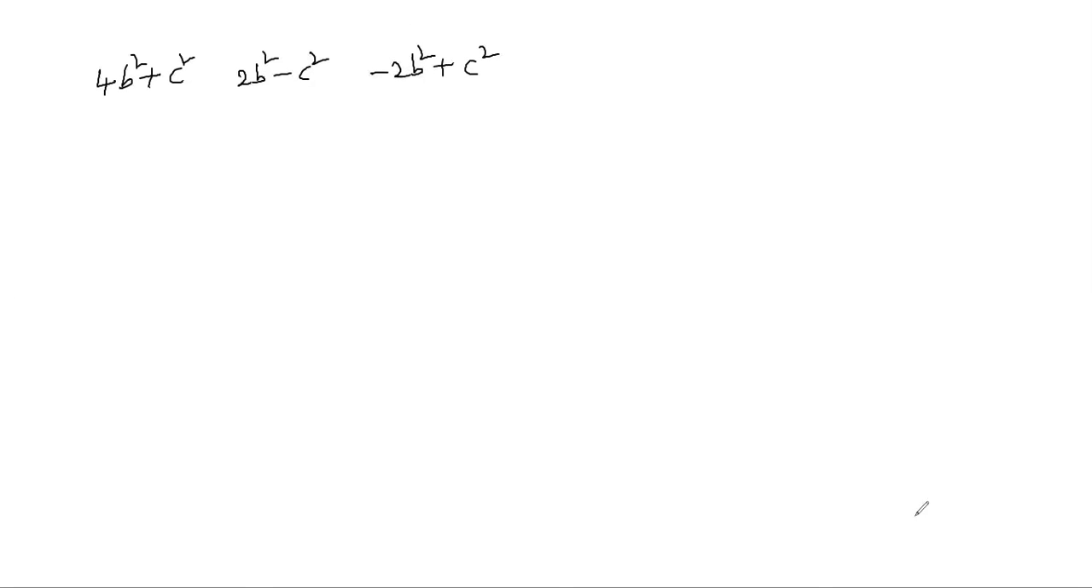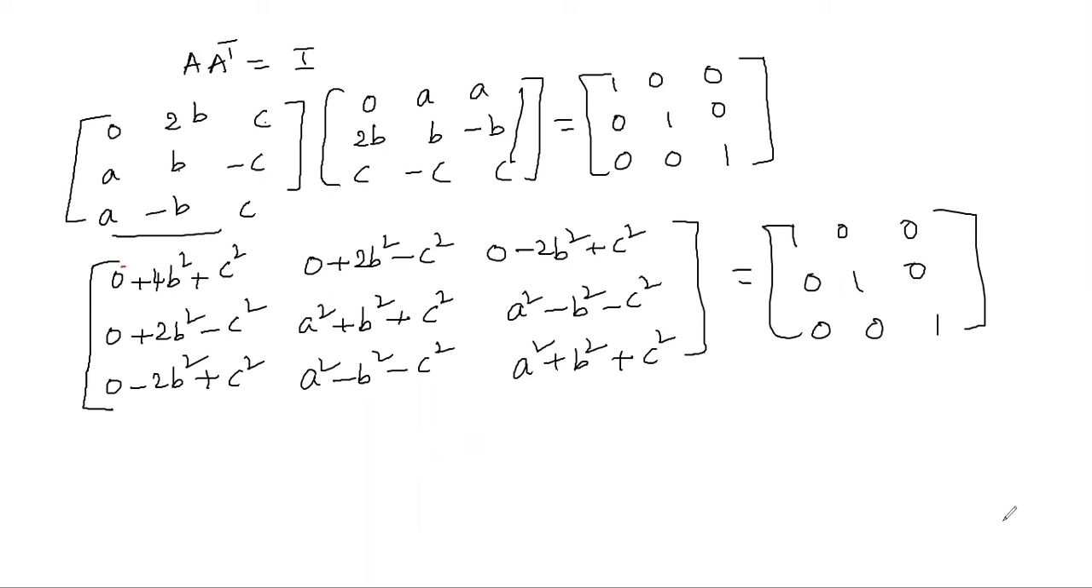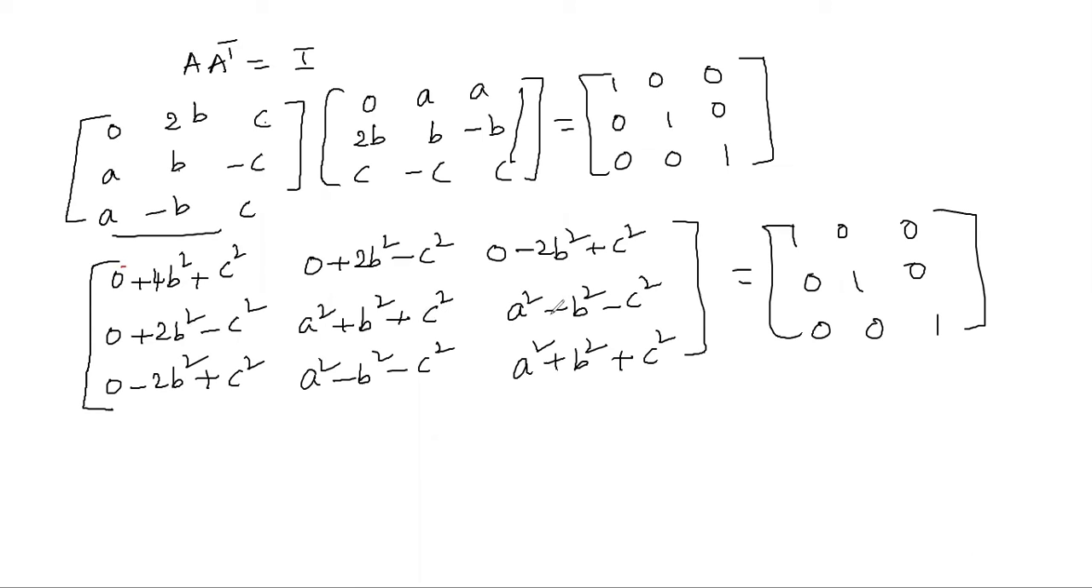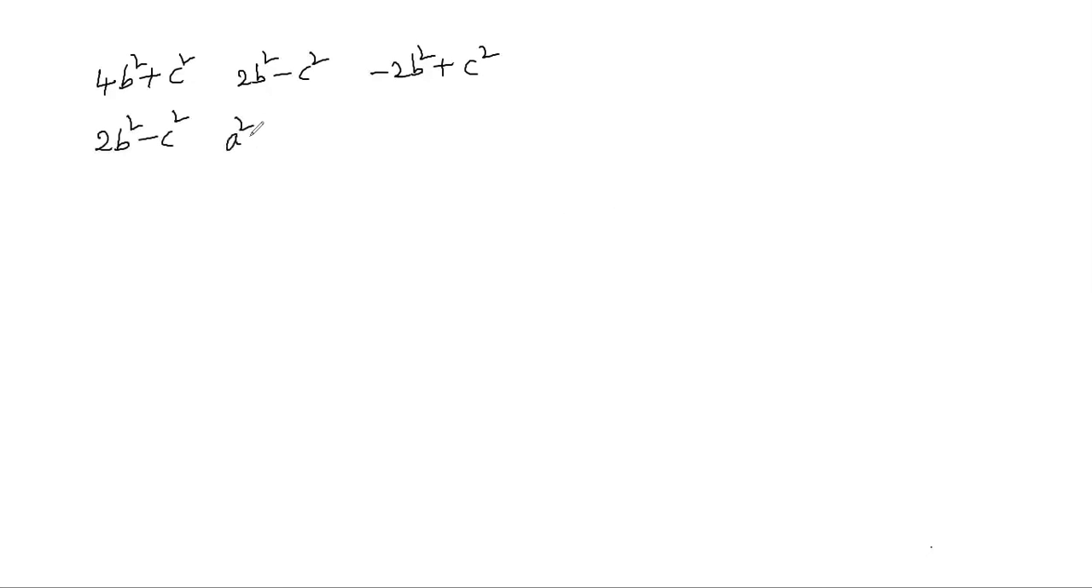Next, what is the second row? 2b square minus c square, a square plus b square plus c square, a square minus b square minus c square.